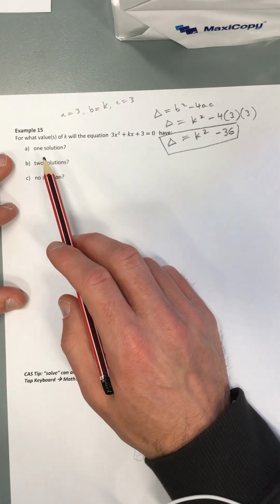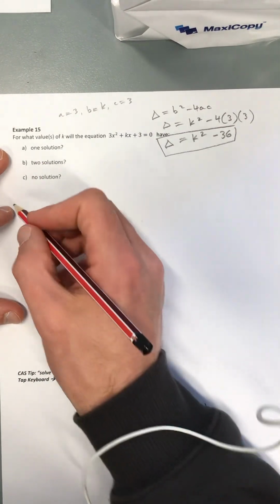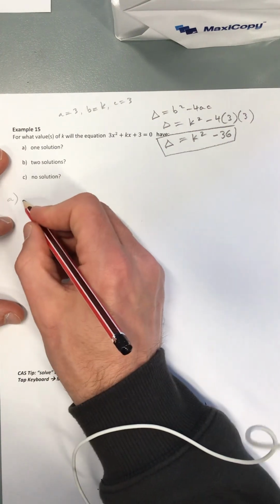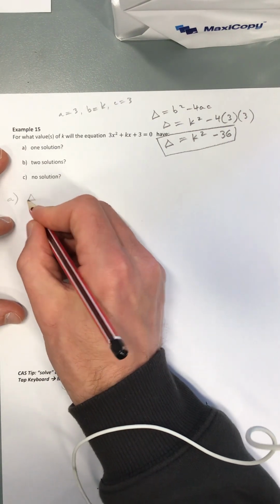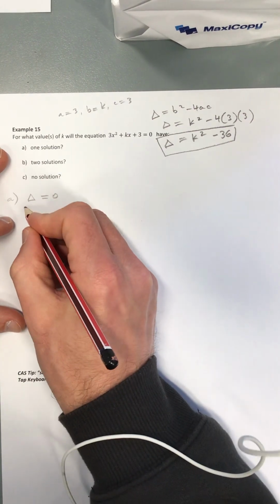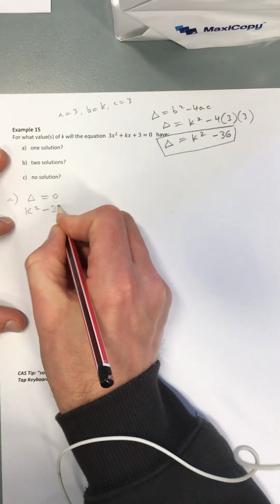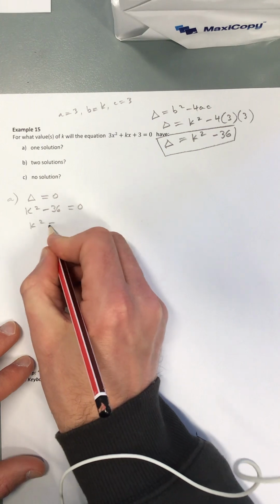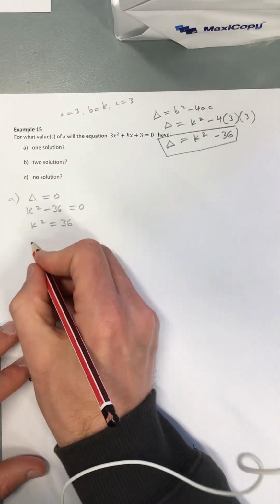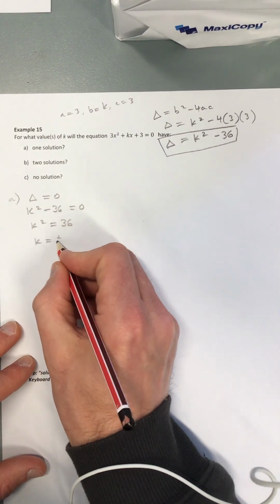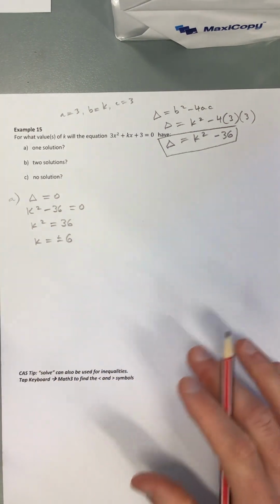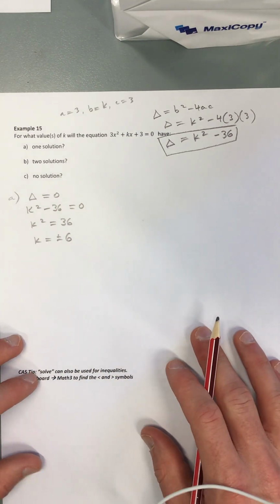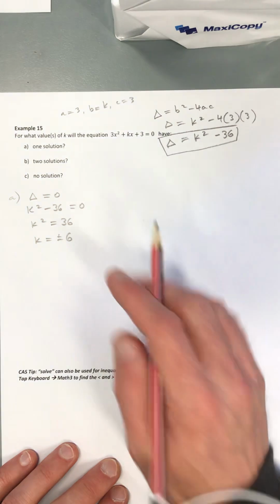If we want the equation to have just one solution, we would want the discriminant to equal 0. In other words, k squared minus 36 needs to equal 0, which means k squared would equal 36, which means k can equal plus or minus 6. So if k equals positive 6 or k equals negative 6, then this equation is going to have one solution.